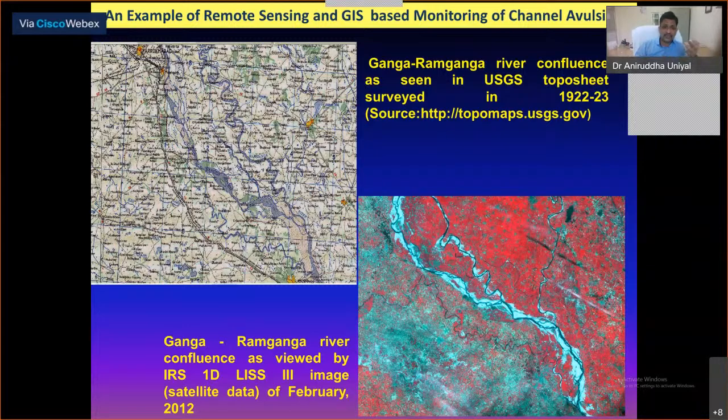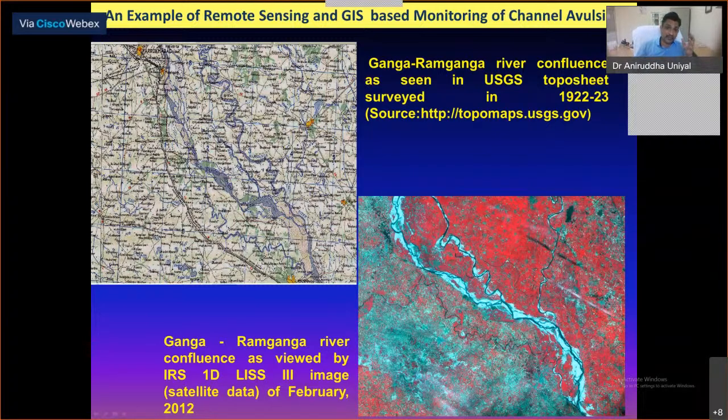You see, this is the topo sheet, which was downloaded from the USGS site, because there were no satellites during 1922-23. So this is maybe a 100-year-old topo sheet. And you see, the confluence was somewhere here at that time. And this confluence has moved about 13 kilometers upstream. When we took the channels of 2012 through satellite images of that time, this came to light. That is what has happened.